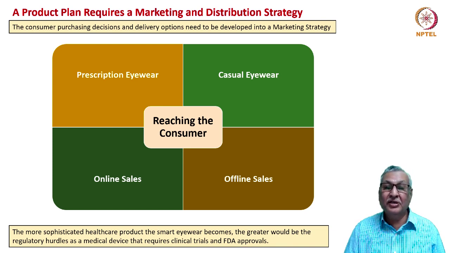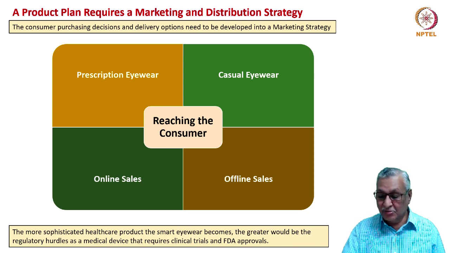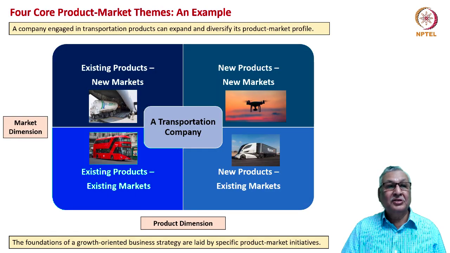So where to draw the line consistent with the company's strengths and opportunities, weaknesses and threats, and consistent with the need to be in the market with a new product is a strategic decision that a company needs to take in the business of smart wearables. I said that there are 4 core product market themes. I'll try to give another example on the product dimension and the market dimension.